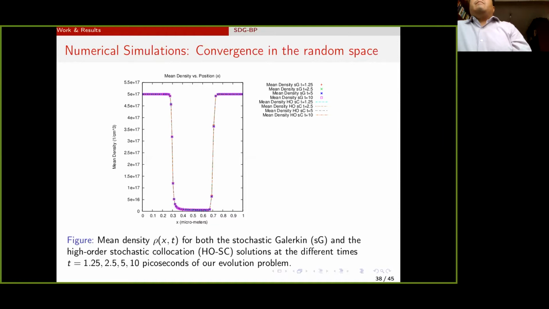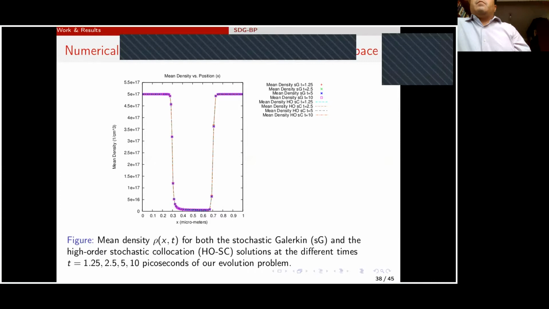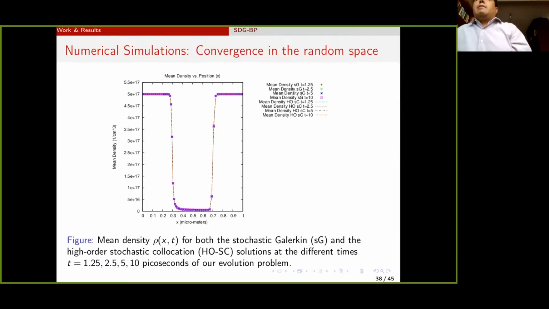This is just a comparison of the results of our simulation versus a higher order stochastic collocation obtained with 16 sample points. The density pretty much stays constant during the evolution of the problem. But actually there's a good match between our stochastic Galerkin and the higher order stochastic collocation.